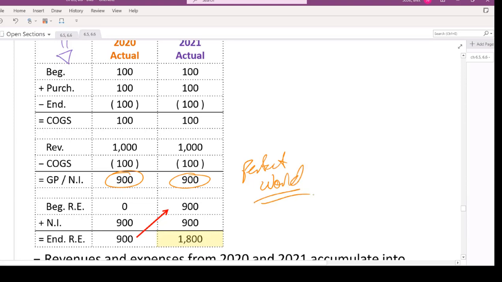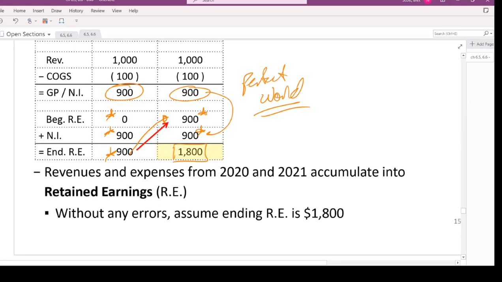If we made all the counts accurately, we would see that, assume that beginning inventory is 0, net income is inserted in there, ending retained earnings is 900. For 2021, we start off with 900 as my beginning retained earnings. We add another 900 for 2021's net income. And then we have ending retained earnings of 1,800. Okay, so in a perfect world, 2021 ending retained earnings should be 1,800. How jacked up is our financial data given that we've had this error that we didn't fix?